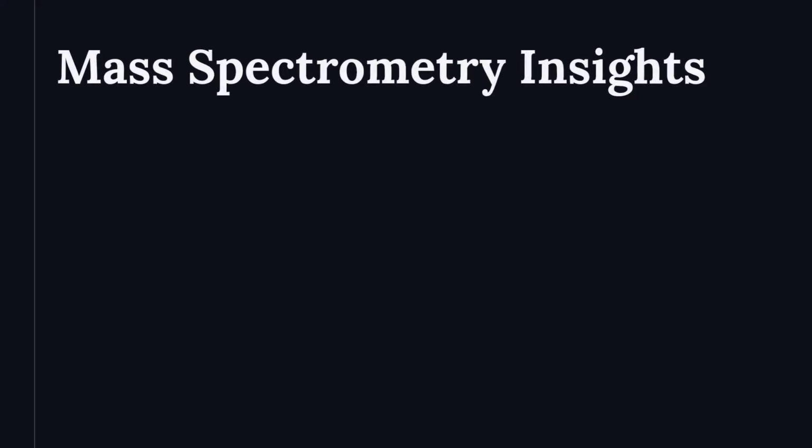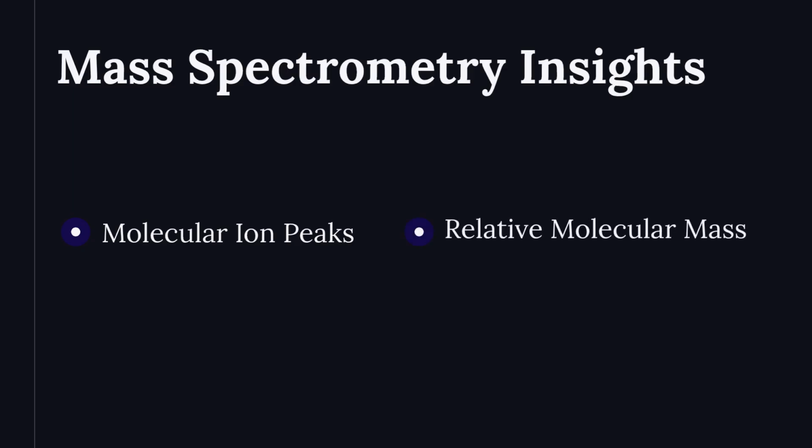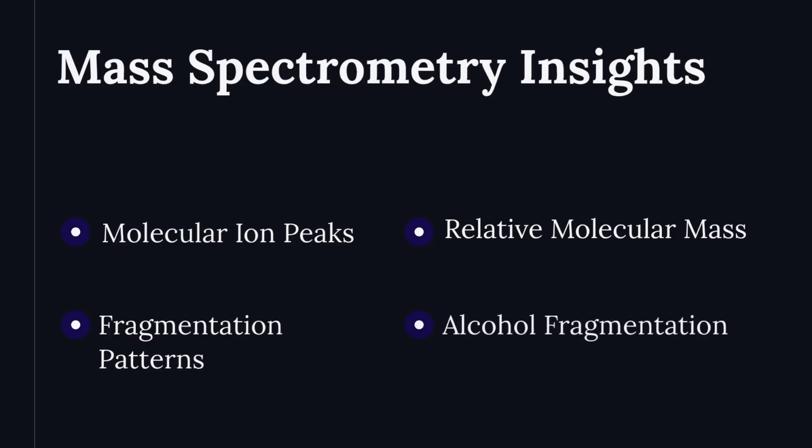Mass spectrometry reveals molecular ion peaks. These peaks indicate relative molecular mass. Base peaks highlight fragmentation patterns. Identifying alcohol fragments like CH3O+ is essential. Linking fragments to structure aids in molecule identification.